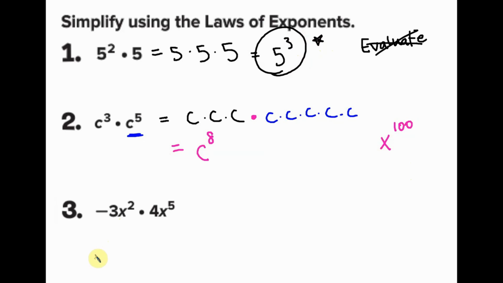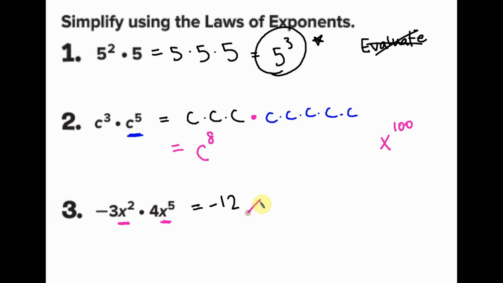Number 3, what if you have some numbers in front? This is a very common question that people get confused about. In here, the numbers in front, which we call coefficients, work just the same as what you've done before. They're saying that you multiply, so you multiply. Negative 3 times 4, I should get negative 12. When it comes to the powers, you see the x squared and x to the 5th power, they both have x, which is the same base.